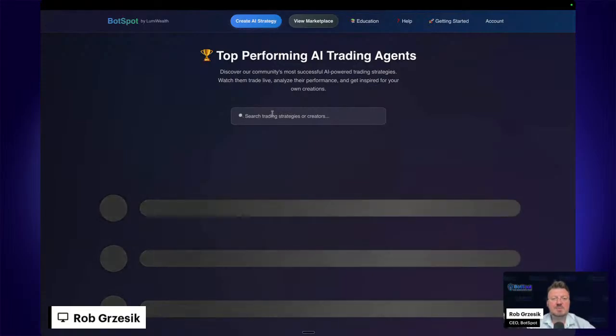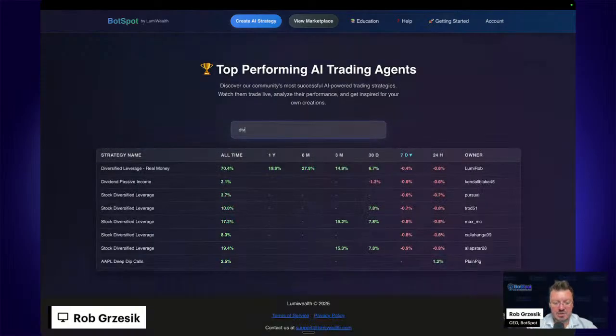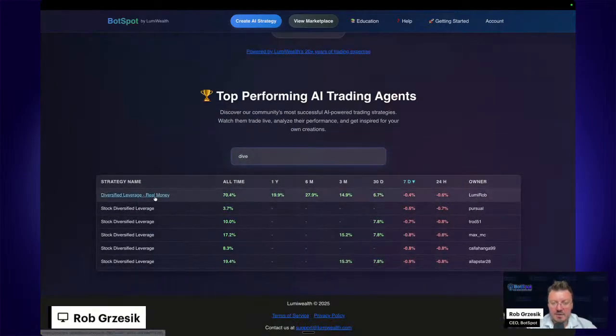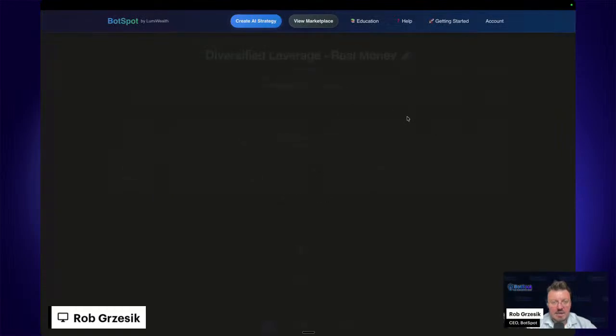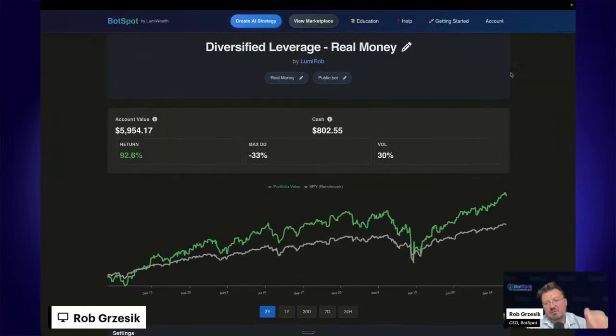If you guys sign up to BotSpot, this is the one that we recommend you start off with because it's a good starter strategy. It's not some crazy options thing, but check this out. This is the one that I've been running. This has been real money. I've been trading this for years now. I'm up 92%. You can see it comparing to the S&P 500. It's smoking the S&P 500, exactly what the back test says it does. So quite good, right?